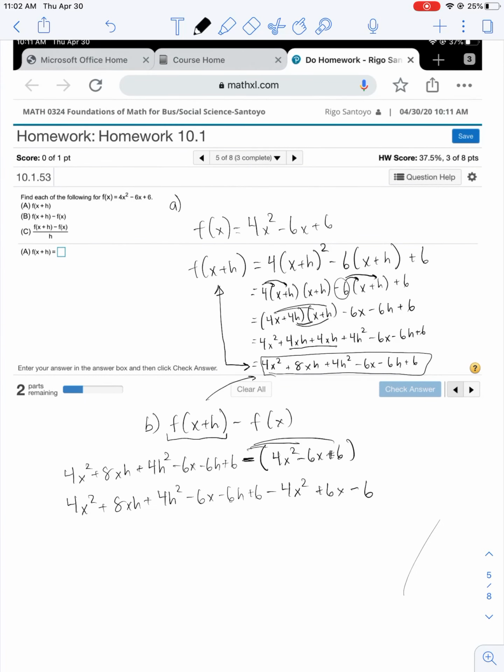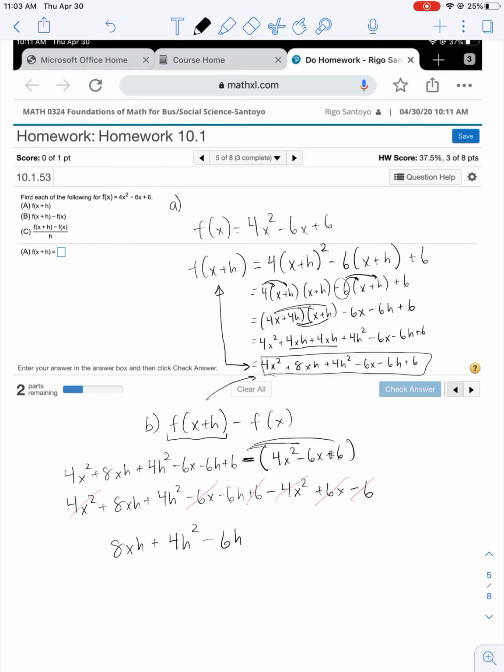And I combine like terms. What do I see? I actually see some interesting things here now. 4x squared minus 4x squared cancel. Minus 6x plus 6x cancel. Plus 6 minus 6 cancel there. So we see some cancellation occurring here. We're left with 8xh plus 4h squared minus 6h. And I think that is my solution.